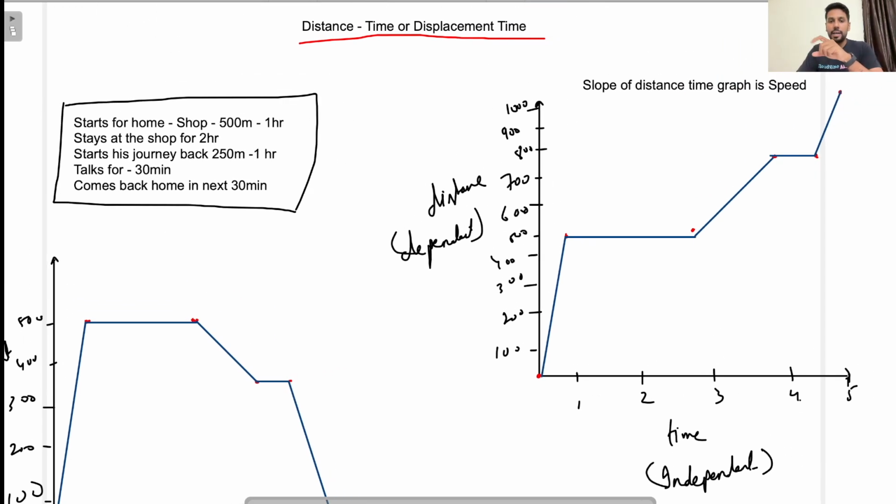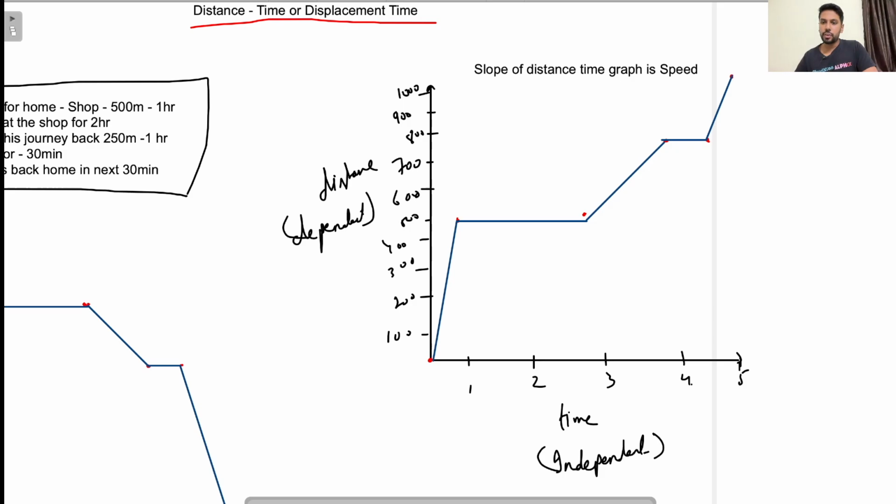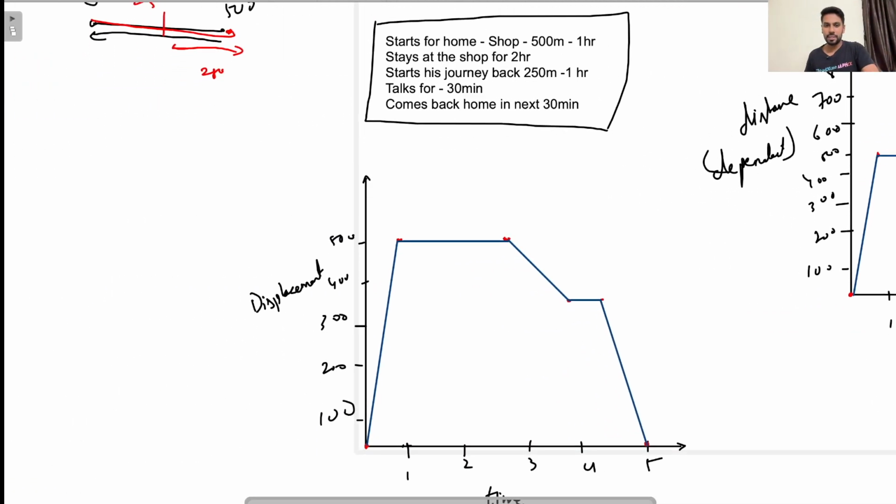Now I told you, for a distance time graph your slope is speed, and you look here, your slope cannot be negative, because speed cannot be negative. So that's why in the distance time graph your slopes are always positive slopes. It always keeps on going up. It does not come down. But it is different here. You know why it is different?